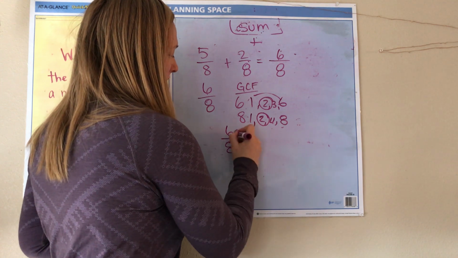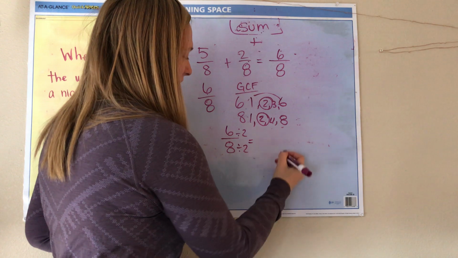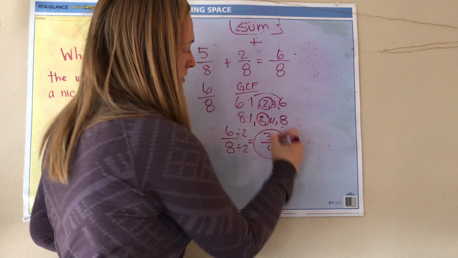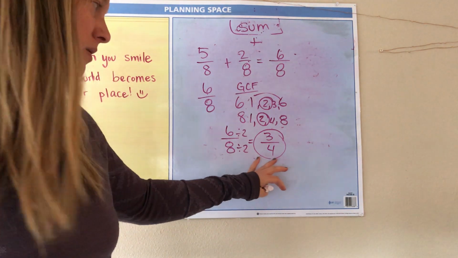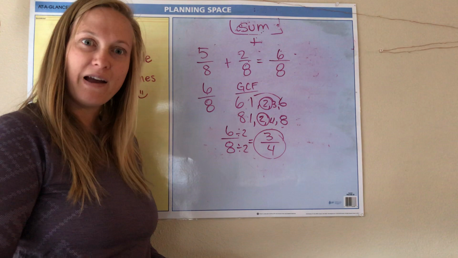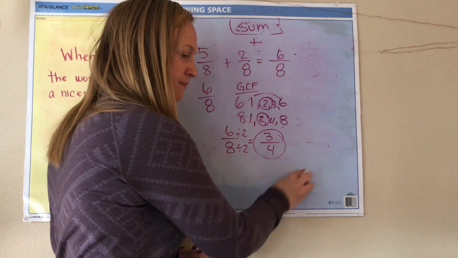6/8 dividing by 2 in both numerator and denominator gives me an answer of 3/4. So your answer should be yes, we can reduce. The answer is 3/4. If you got that correct, very nice job. On to question number 6.